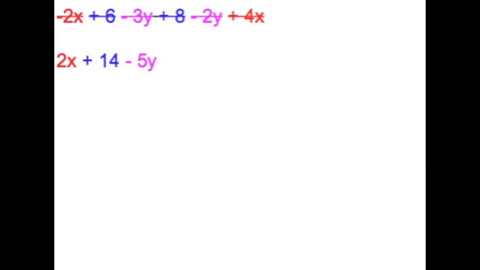Now that we have accounted for all of our terms and combined all our like terms, we have our final simplified algebraic expression. So this algebraic expression simplifies to 2x plus 14 minus 5y after we combine all the like terms. This is as far as we can go in simplifying this algebraic expression because all of the terms now are not like terms, so no more terms can be combined.